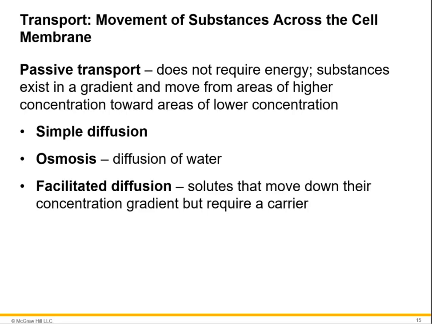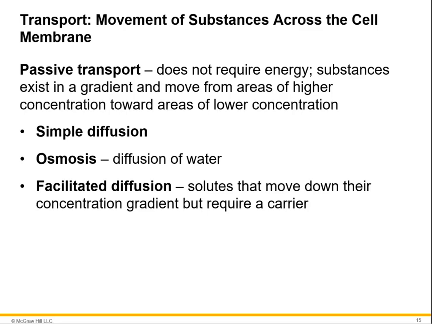So in passive transport, we said this is not going to require energy. And the reason for this is because the substances are going to exist in a gradient. That means there's going to be a higher concentration on one side of the membrane and a lower concentration on the other side of the membrane. Substances are going to move from that area of high concentration towards the area of low concentration.